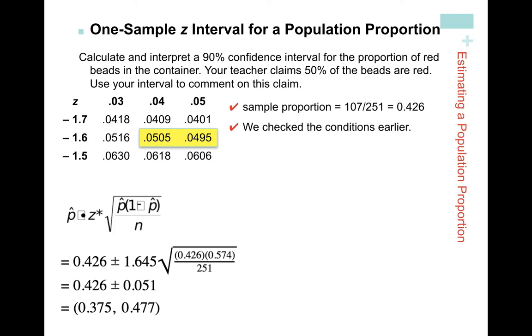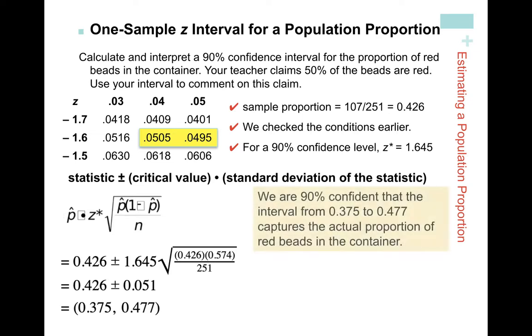Here's the big part. Go ahead and interpret that interval in context of the problem. Please go ahead. Pause the video and see if you can do that. Okay, unpausing the video. We are 90% confident that the interval from 0.375 to 0.477 captures the true proportion P of red beads in Mr. Lee's jar.